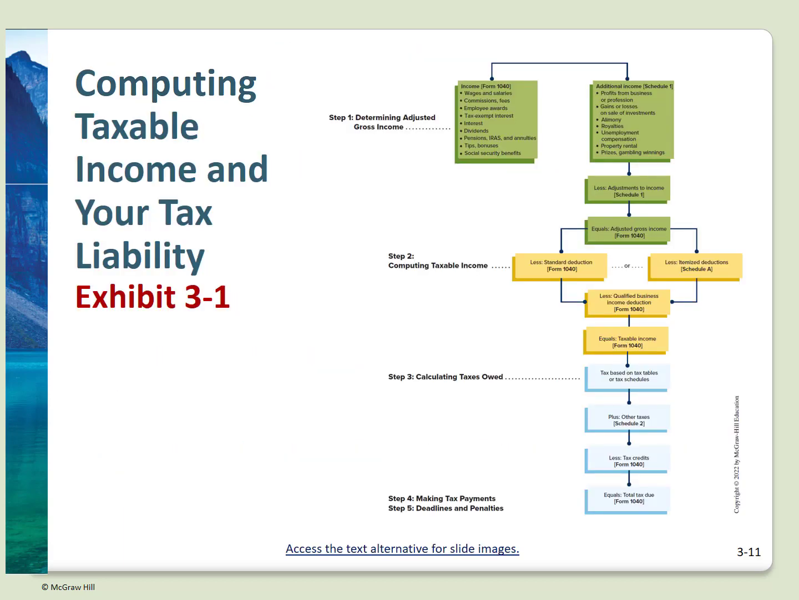This is Exhibit 3.1 in your text. It outlines the steps in filing your income tax return. Step 1, determine your AGI. Step 2, take deductions to compute taxable income. Step 3, calculate your taxes owed. Step 4, make the payments. Step 5, avoid the penalties. File.